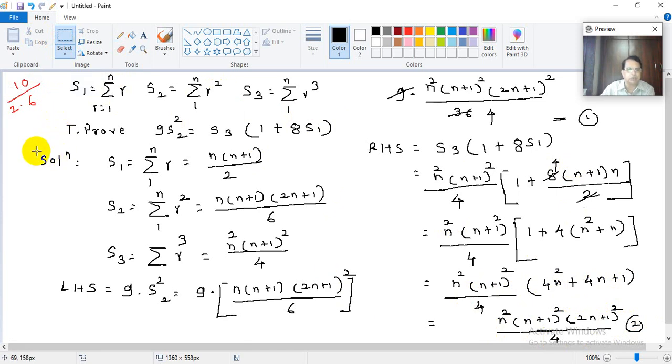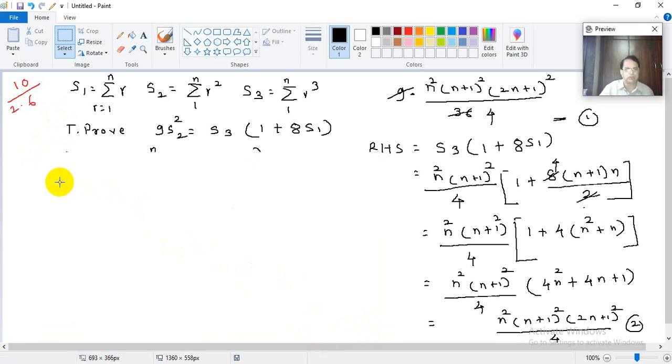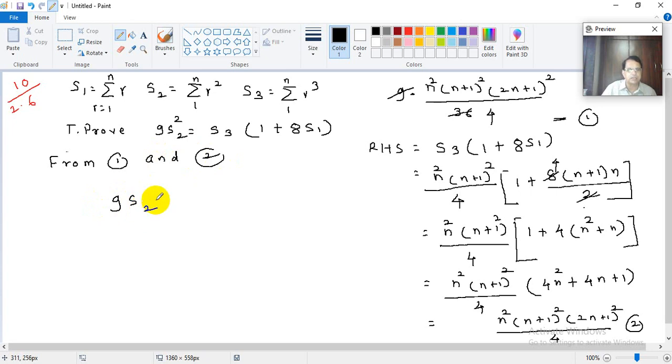Now I will erase this. From 1 and 2 we get 9 into S2 squared, because that was your left hand side, is equal to S3 into 1 plus 8 into S1. So proved.